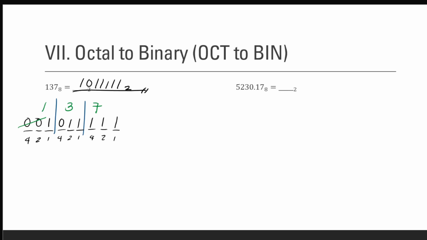How about the second example? Ganun din, digit by digit, and same din kapag meron tayong fraction. In this case, we have 0.17. Di ba? So we have 5, 2, 3, 0, of course, point, then 1, 7. Just put the 3 places below all the digits para madali ninyong makuha. Point.